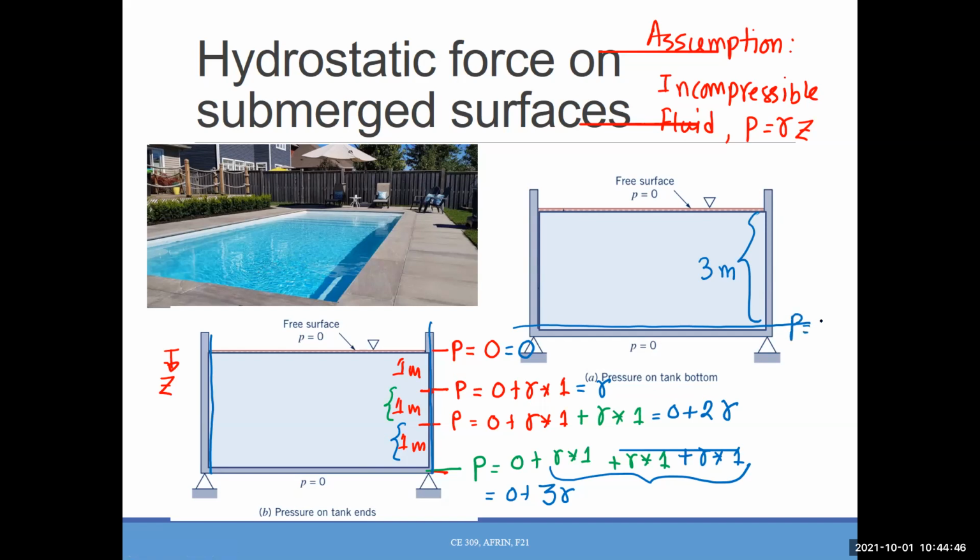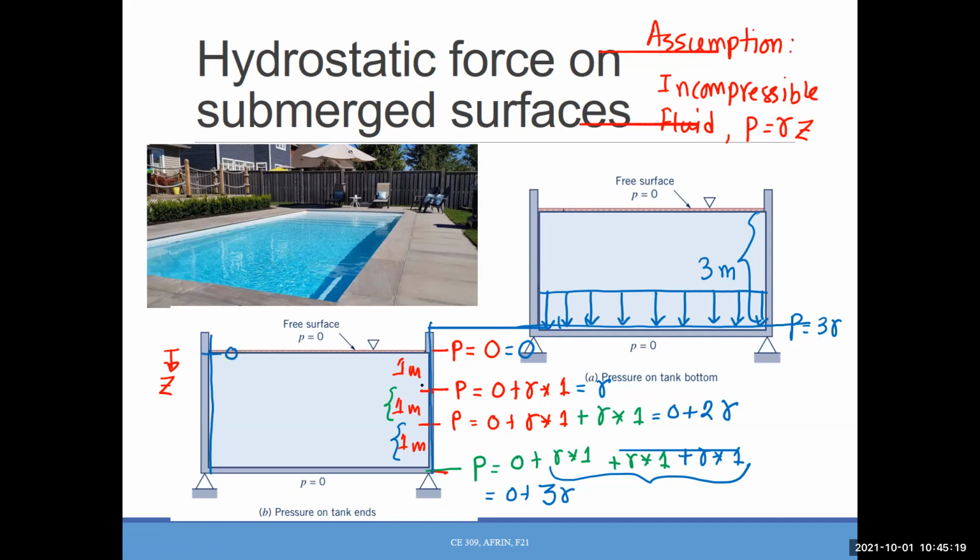what is the pressure here? 3 gamma, right? And at any point, the pressure will be 3 gamma because it's the horizontal plate. So the pressure distribution will be just this. Okay. And every time the magnitude of the pressure will be what? 3 gamma, right?